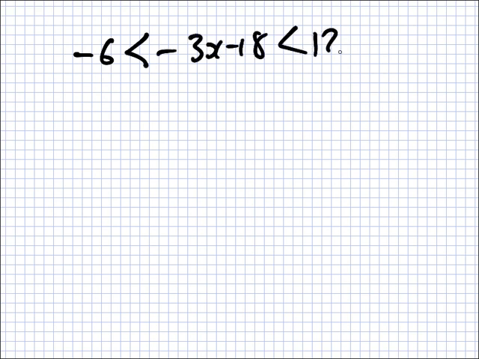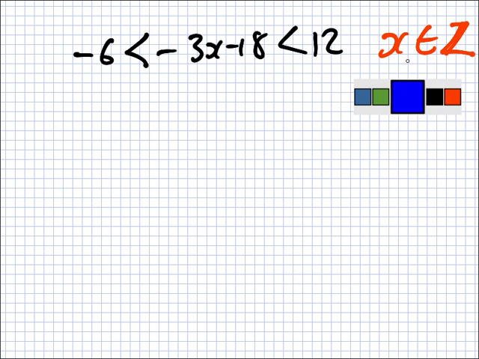Using the other method. Minus 6 less than minus 3x minus 18 less than 12. And let me put this in red so we don't forget. X is an integer. So whenever we get to the answer, we need to carefully pick out the integers only. Okay, so in this method, what we can do is split it into two problems.